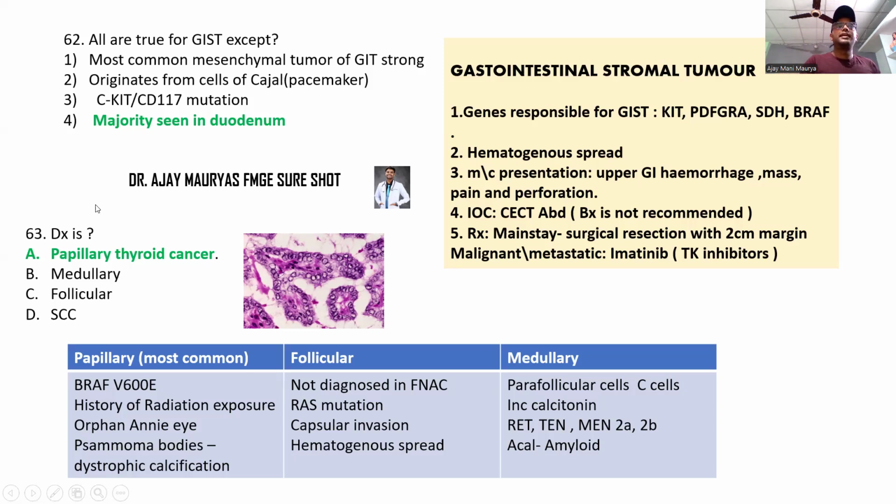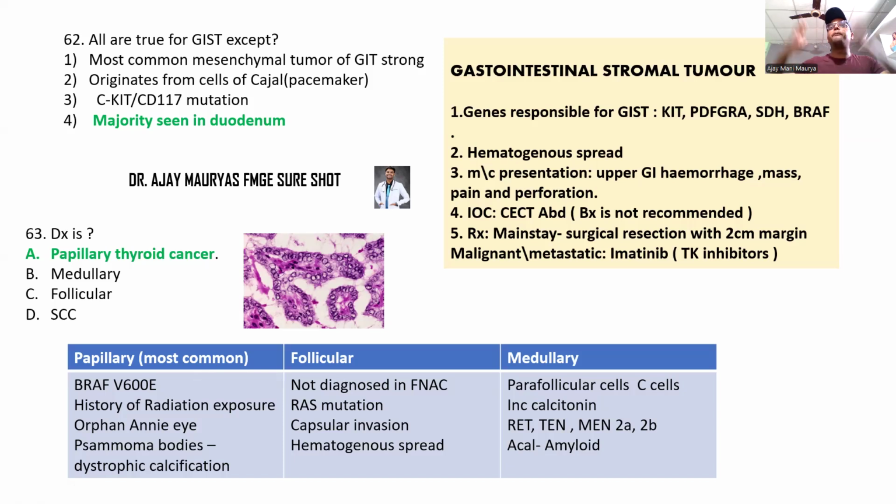Okay, now the next one: what is the diagnosis? You can clearly see, guys, that this slide shows the Orphan Annie eye appearance. There is a cartoon, and the eyes look like this one. This is seen in papillary thyroid carcinoma. Papillary thyroid carcinoma, so this is the most common.